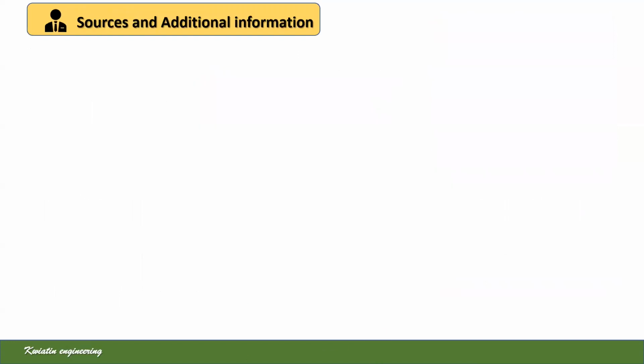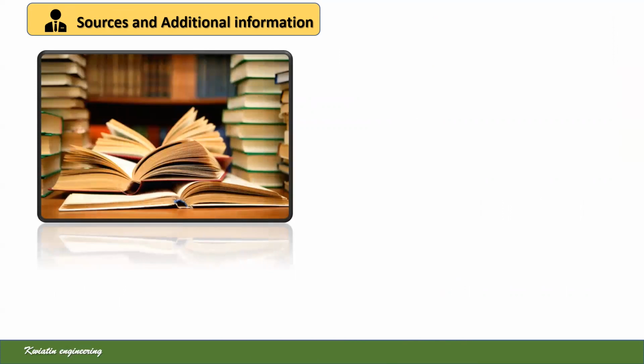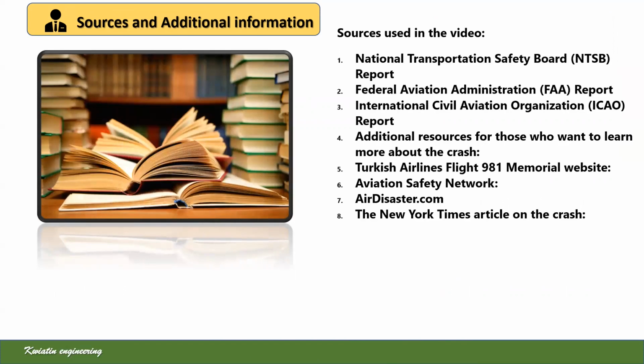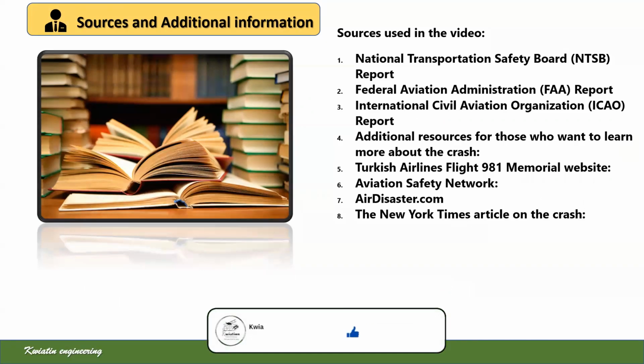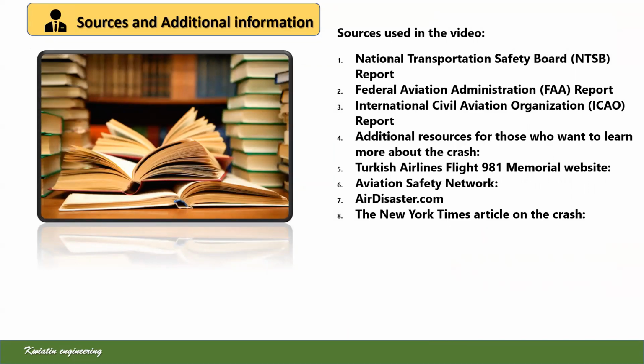Now, the sources and additional information. Sources used in the video: National Transportation Safety Board (NTSB) report, Federal Aviation Administration (FAA) report, and International Civil Aviation Organization (ICAO) reports. Additional resources for those who want to learn more about the crash: the Turkish Airlines Flight 981 Memorial website, Aviation Safety Network, airdisaster.com, and the New York Times articles on the crash.